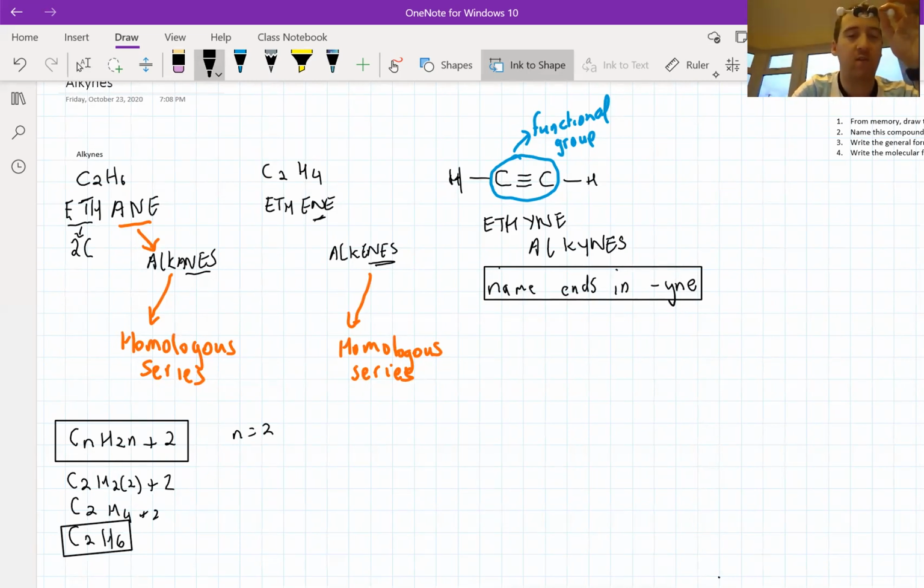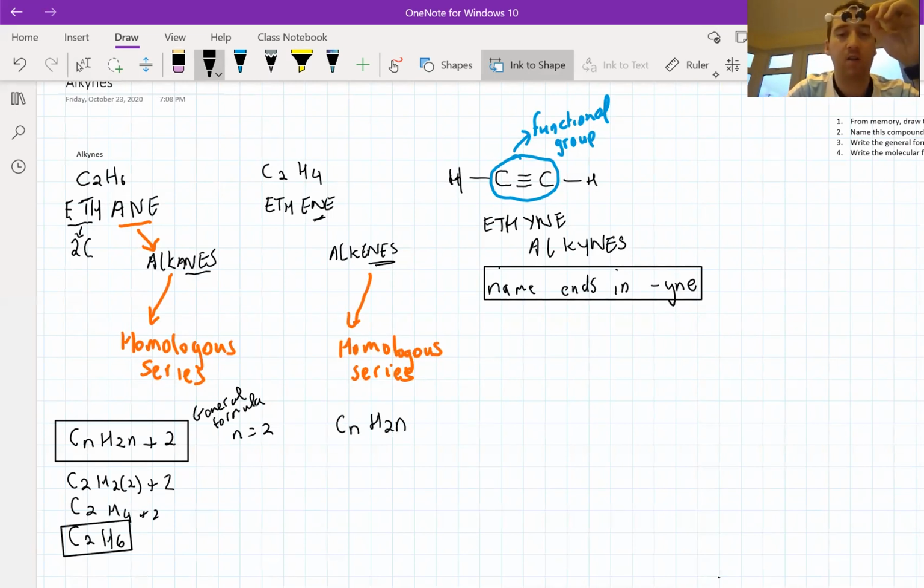So we use the general formula. So this in the box here is called a general formula. And all the alkanes have the same general formula. We have one for the alkenes as well. The general formula for alkenes loses that plus 2 off the end, because to make an alkene, you have to take away 2 hydrogens from an alkane. So that gives us the general formula, CnH2n. So however many carbons there are, you have twice the amount of hydrogens.